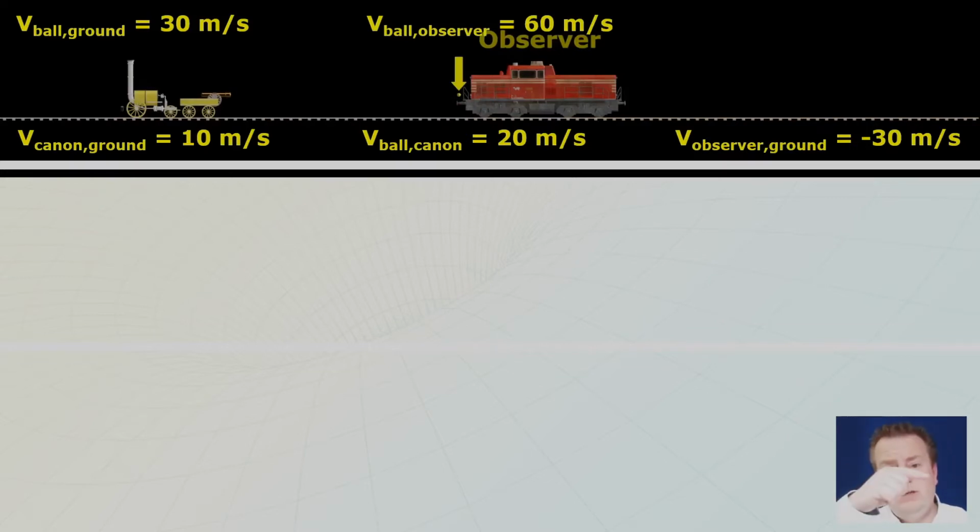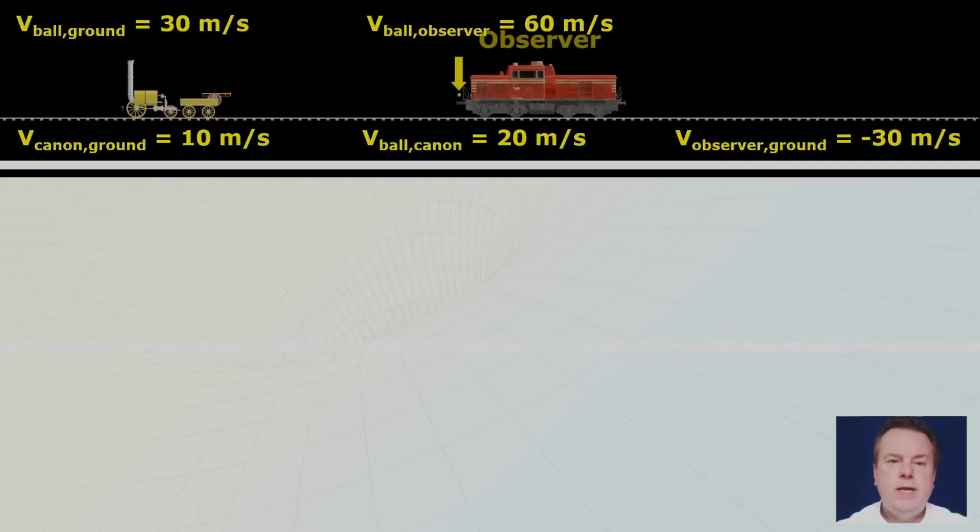The observer is running towards the ball with a velocity of 30 meters per second. So if you would not have any reference point and the observer would think, I'm not moving, everything around me is moving, then he sees the ball coming at him at 60 meters per second. So far so good.